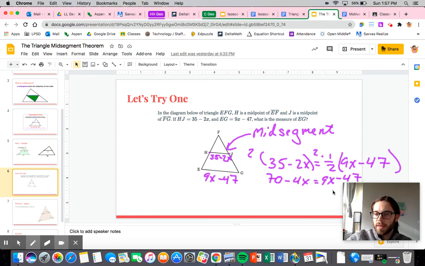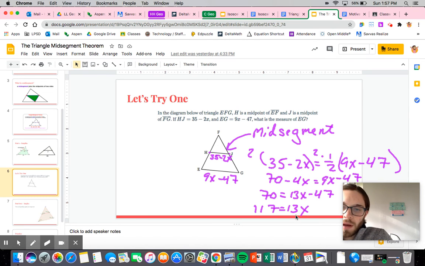So I add the 4x over to this side. I'll get 70 equals 13x minus 47. Add the 47 to that side. I would get 117 equals 13x. Now, what do we need to do? Well, we need to solve for x itself.